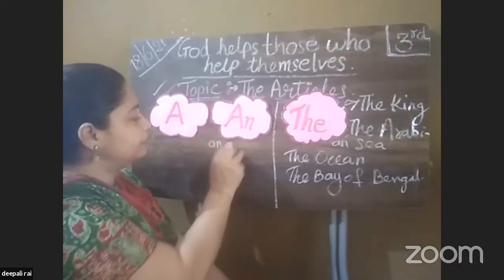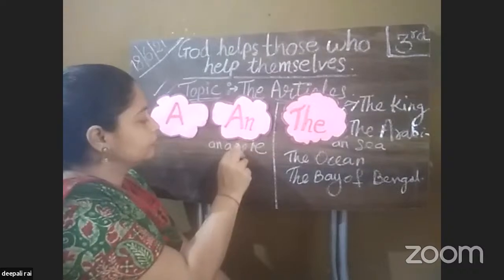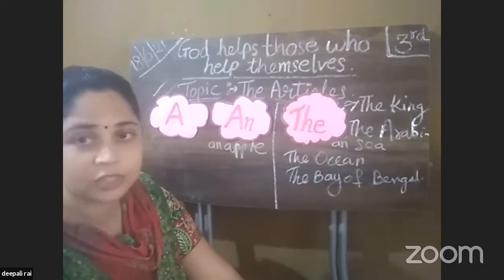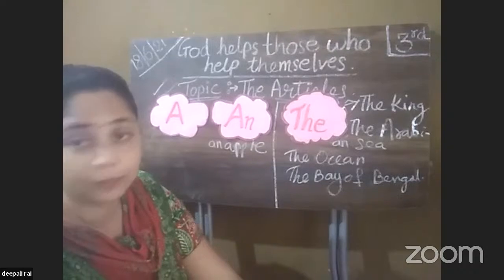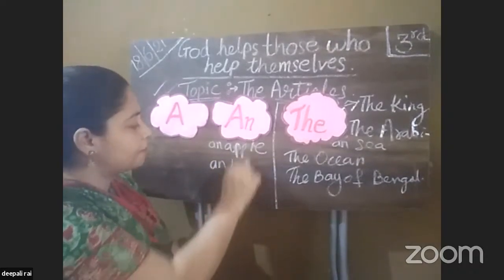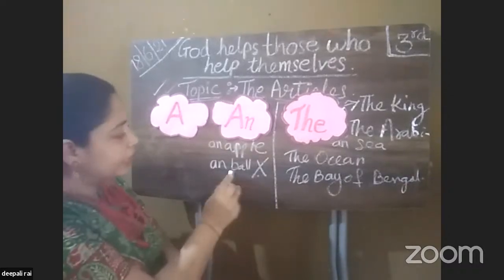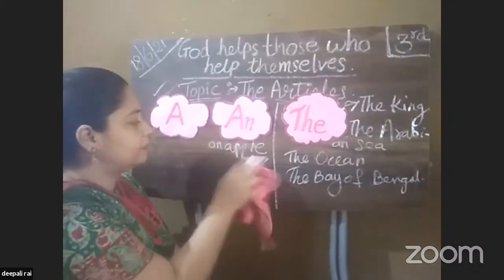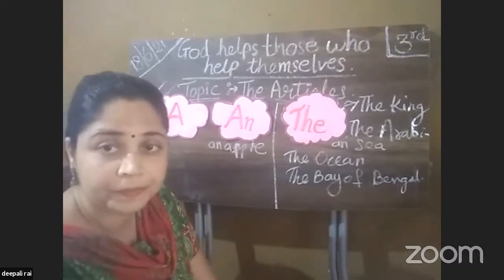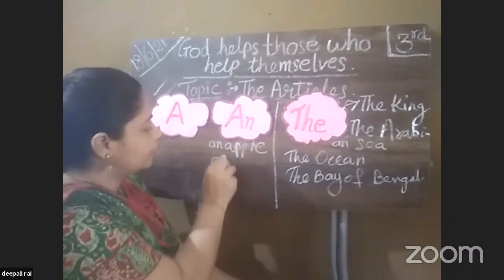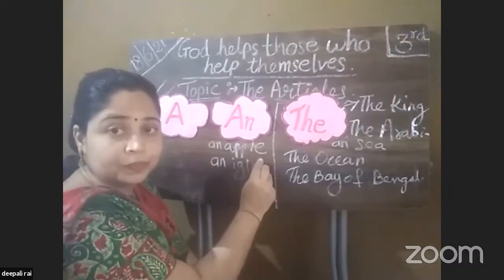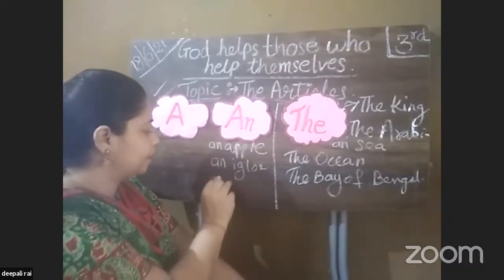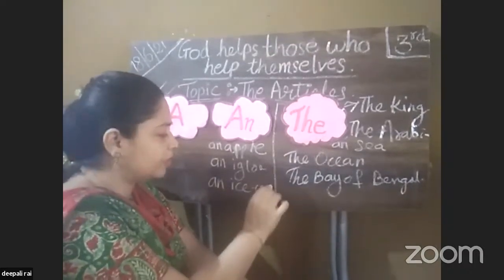Let's try an apple. And more. An orange. Yes, good. No, not an ball. If I write an ball, this is wrong. Yeah, it is B. It's a consonant. An igloo. Yes, very good. An igloo. An ice cream. Ice or ice cream, both are correct.